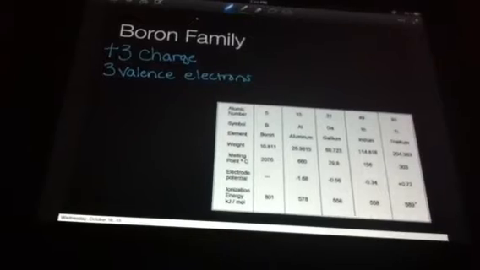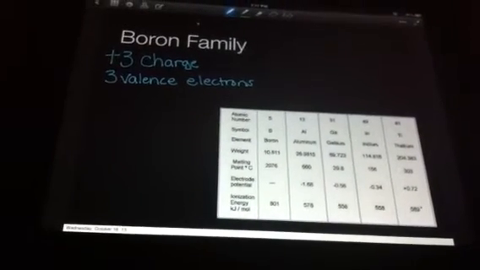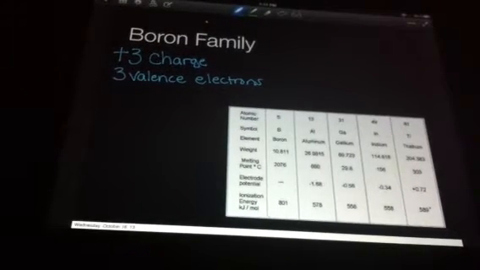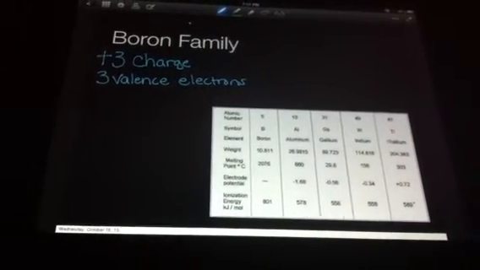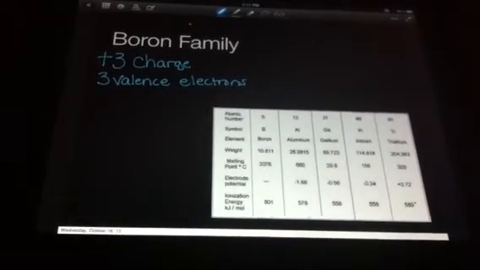Okay, the boron family. The boron family is kind of boring. It's really a mix of people. You've got metals and metalloids and nonmetals mixed all in here. The only thing that really bonds them together is they have a +3 charge due to their 3 valence electrons.